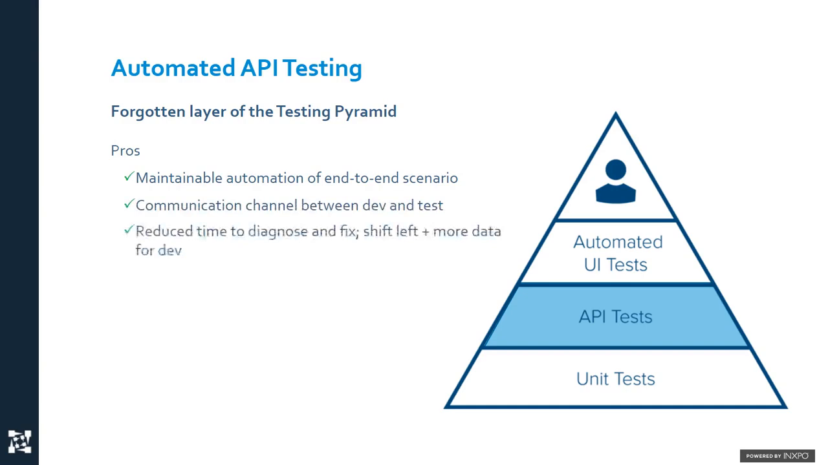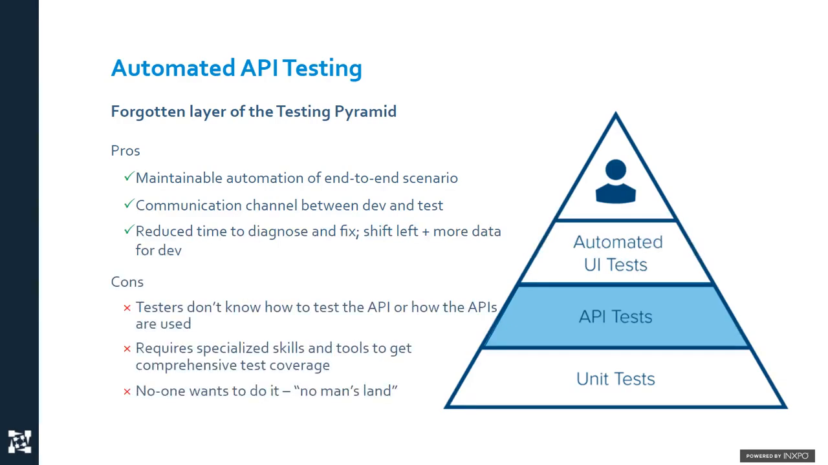So let's just talk about API testing for a second. API testing is recognized as being a very powerful technique when it comes to a test automation strategy. It can reduce the time it takes to diagnose and identify the root causes of problems in your code base. And it's also a great communication channel between the development and the testing organizations. However, we do see a number of cons associated with it and a number of limitations.